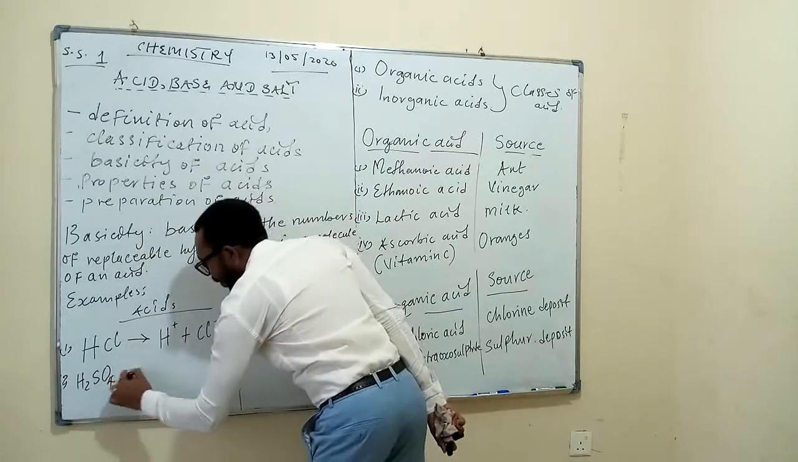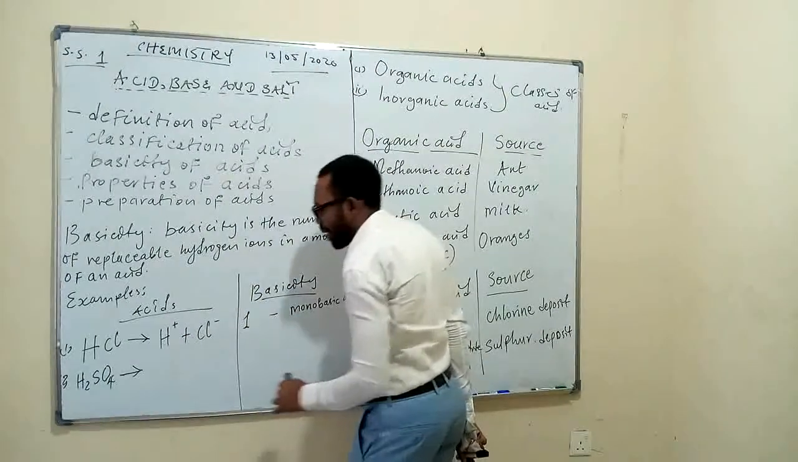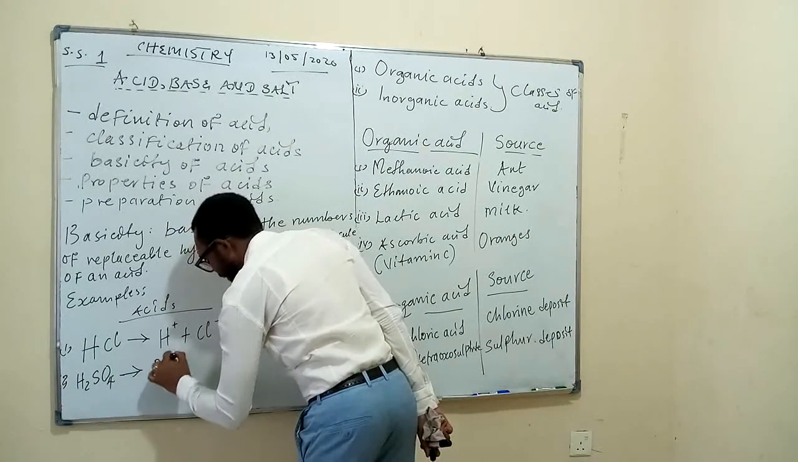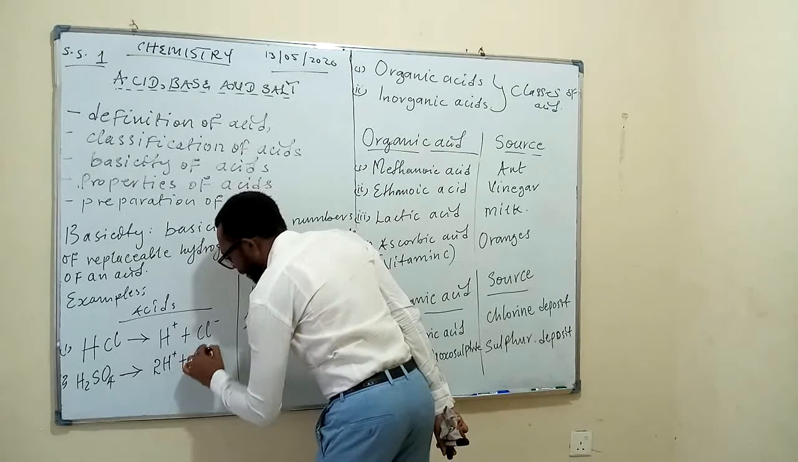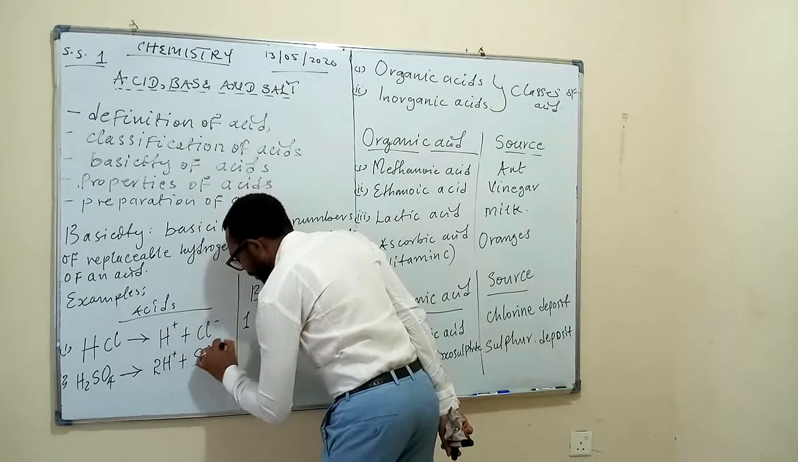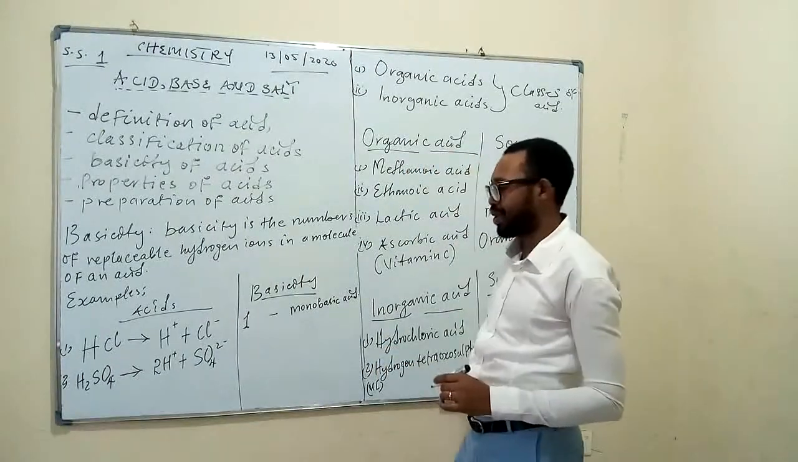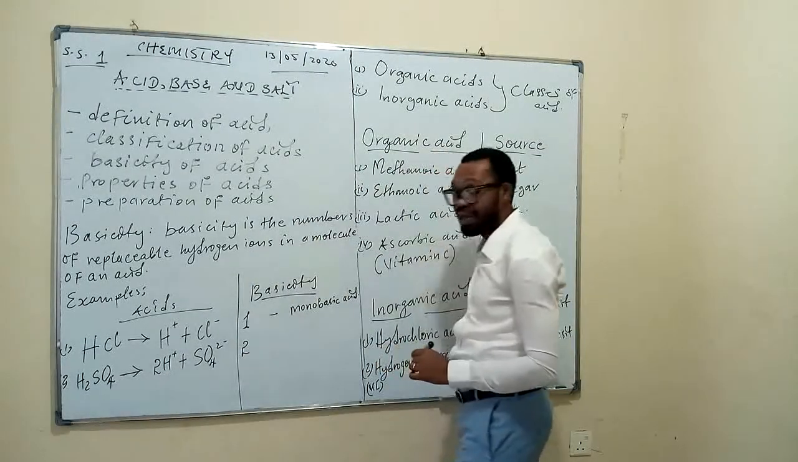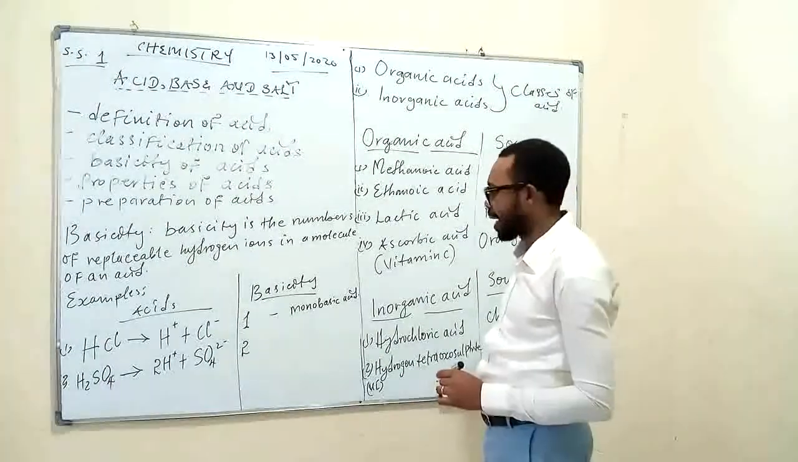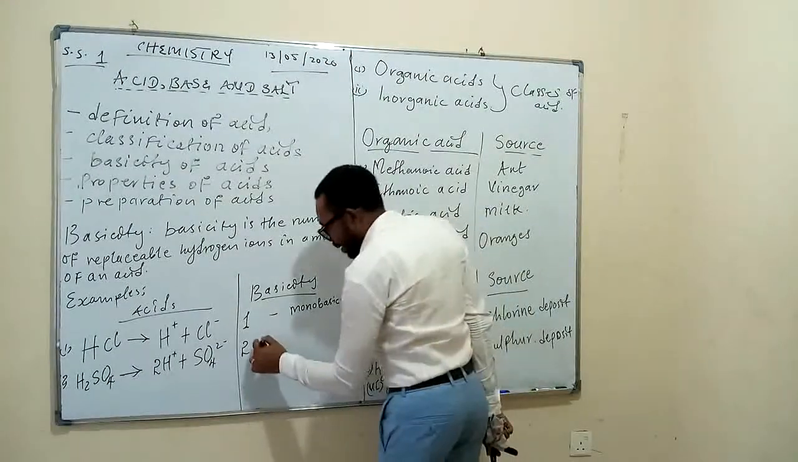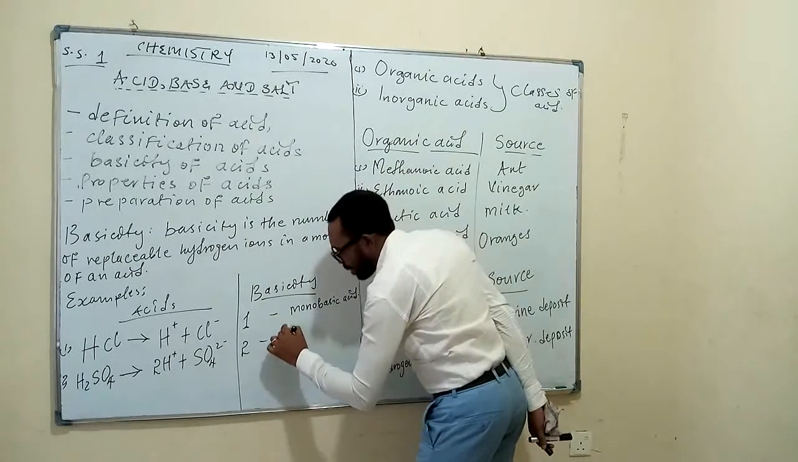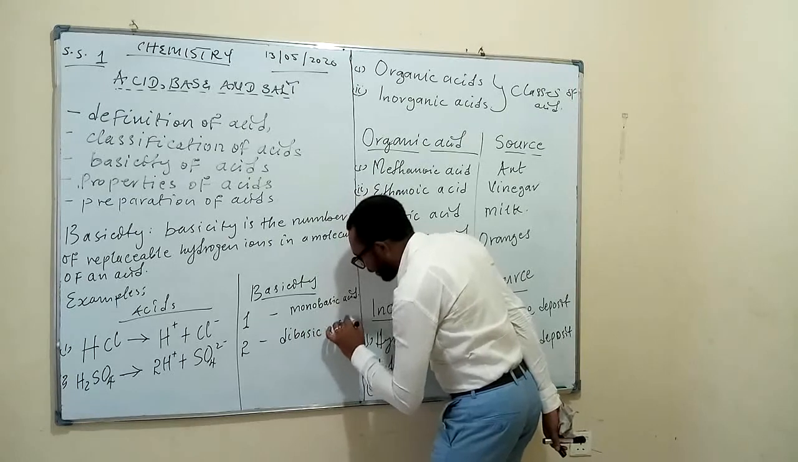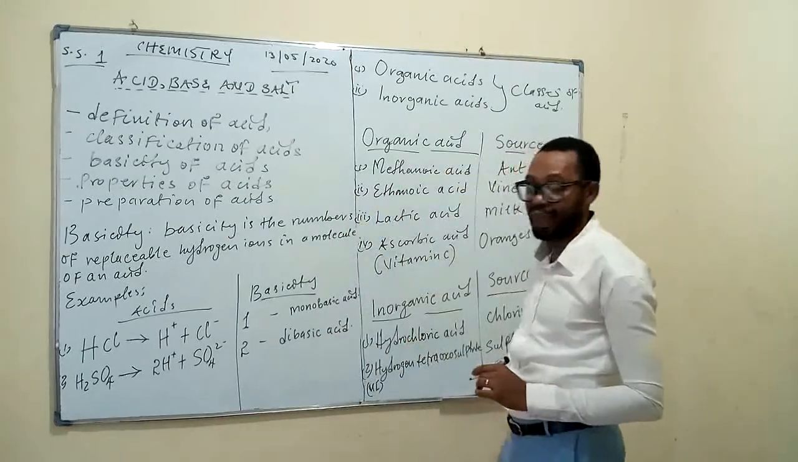If we have H2SO4, of course, it's also a strong acid. When it dissolves in water, it dissociates to form 2H plus and SO4 2 minus. Now, the basicity of such an acid is 2, because the number of replaceable hydrogen ions of this acid is 2, and such an acid is called dibasic acid.